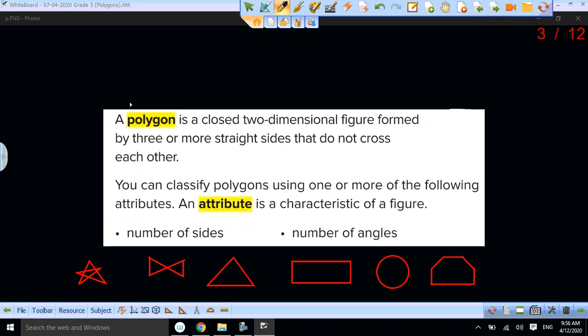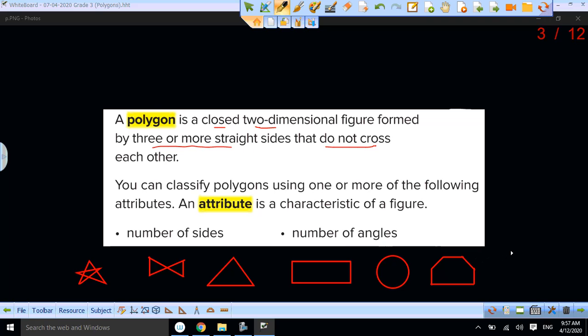First, what is the meaning of polygon? A polygon is a closed two-dimensional figure formed by three or more straight sides that don't cross each other. We can classify polygons using one or more of the following attributes. An attribute is a characteristic of a figure, a property of a figure: number of sides, and number of angles.